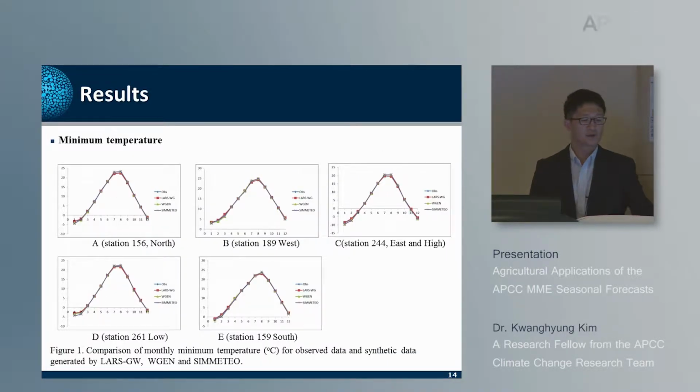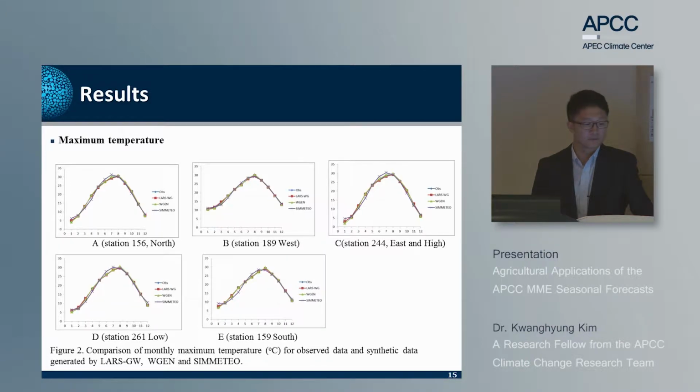Figure 1 shows the comparison of observed minimum temperature with data generated by the three weather generators. Five stations represent five different topographical locations: north, west, east, and south, and low and high elevations. The performance of all three weather generators is very good in simulating the minimum temperature monthly mean.